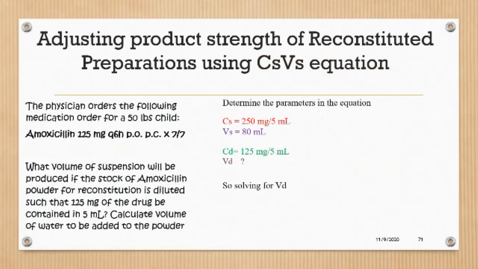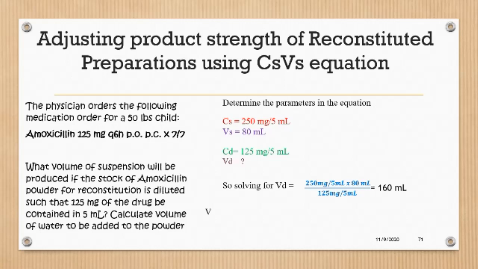So we're going to solve for VD, which is 250 milligram per 5 mils times 80 mils divided by 125 milligram per 5 mils, and end up with a volume of 160 mils. That's 1, 2, 3, 4, 5 steps. You see why you have CSVS kings and queens, because they find it so much easier to use.